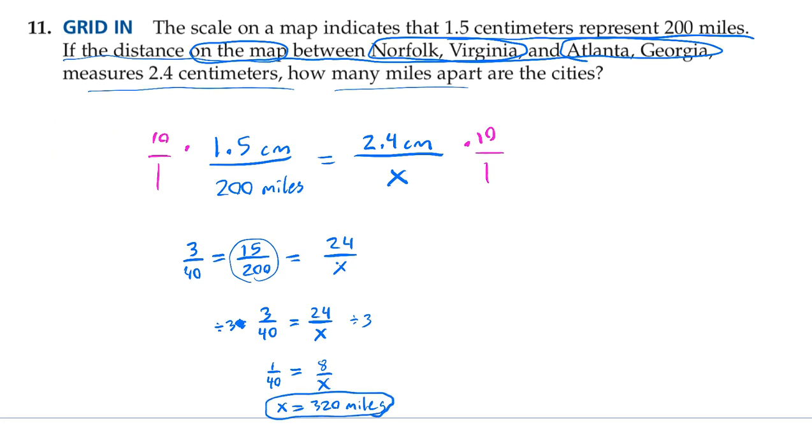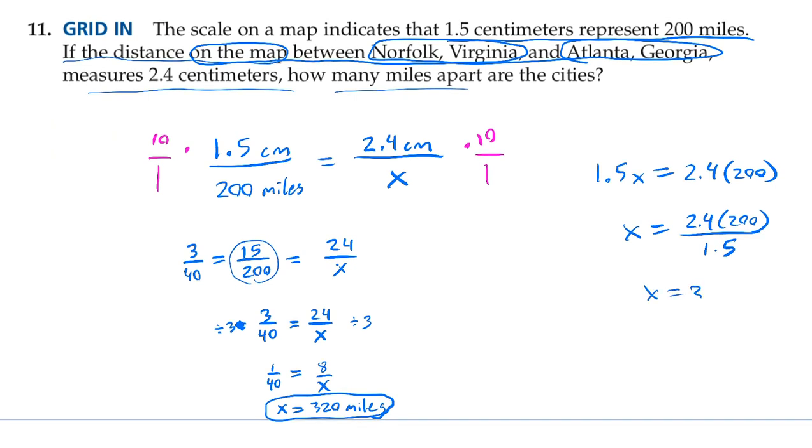Now, you could have just done that at the beginning. 1.5x equals 2.4 times 200. And then you just divide by 1.5. And so you get 2.4 times 200, all divided by 1.5. I just didn't want to get into decimals and fractions and so on, so I played with them. But that would be the same thing, and you'd get 320 miles.